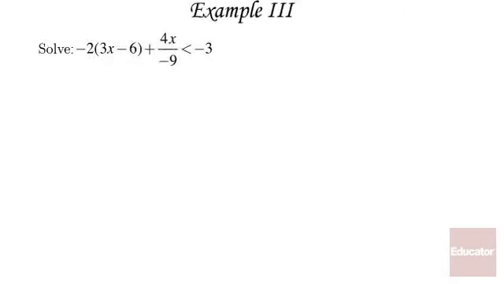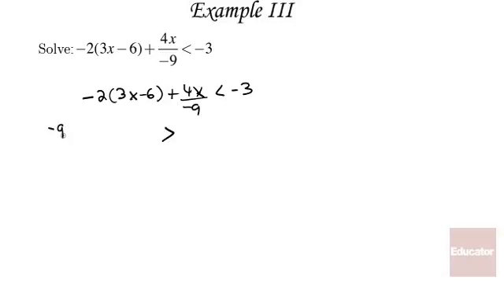Okay, in example 3, it's a little bit more complicated, but you just handle it using the same principles. When you're dealing with fractions, the best thing to do is to get rid of them first because they're difficult to deal with. So I'm going to multiply both sides of the equation by -9, and since that's a negative number, immediately reverse the inequality symbol so that you don't forget to do that.